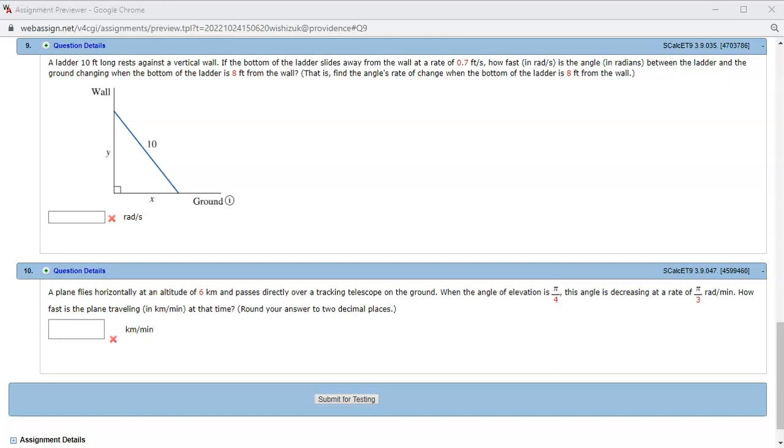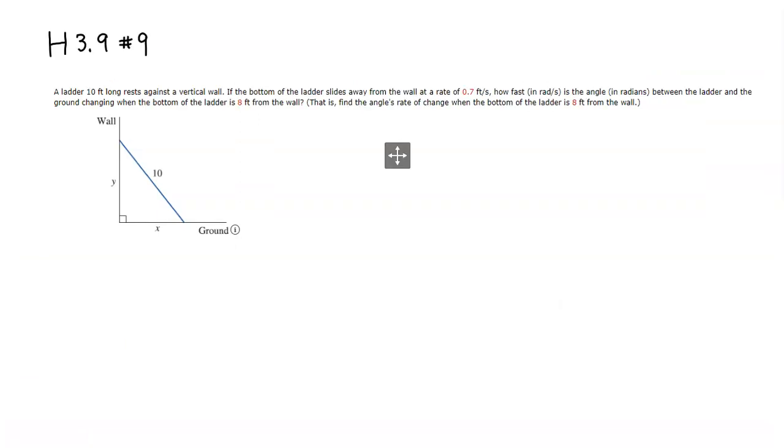All right, let's look at homework 3.9, problem number 9. So let's do this ladder problem. We have a 10-foot long ladder placed against a vertical wall, looks like the picture here.